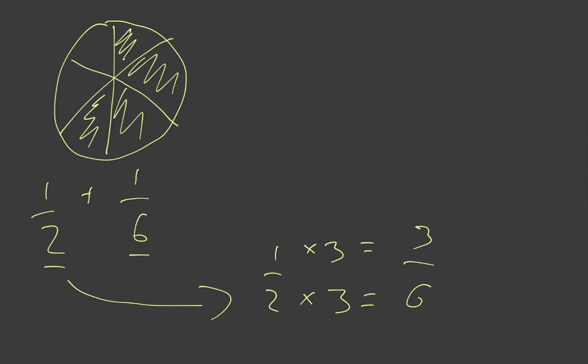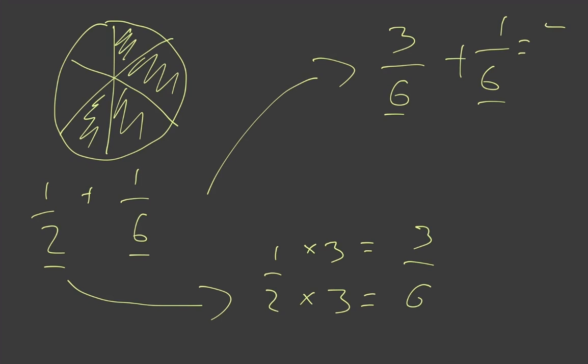So now what we have, let's move this up here, the simplified version, is 3 over 6 plus 1 over 6. And now we have both of them with the same denominator. So now we can add these 2 up to give us 4 over 6. And once again, we can simplify this 4 over 6 down to give us 2 over 3.